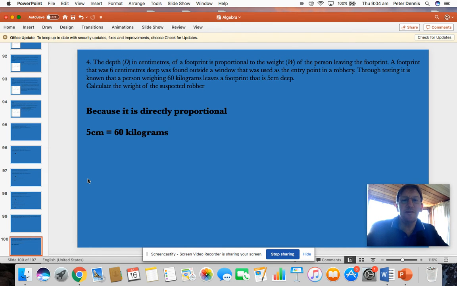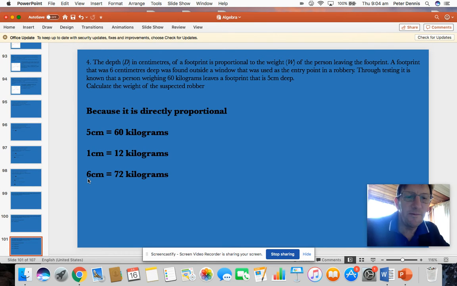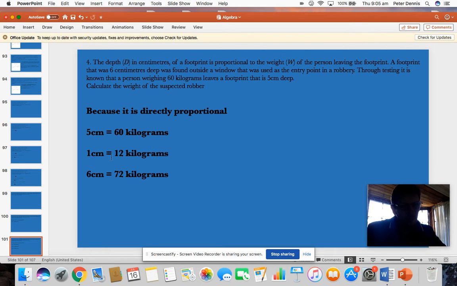So 5 centimeters equals 60 kilograms, so 1 centimeter equals 12 kilograms, so 6 centimeters equals 72. That's just the unitary method. We've gone from 5 down to 1. We've divided this side by 5, so we divide that side by 5. We know what 1 is, so now we've got to get to 6. So we times this side by 6, we times that side by 6.